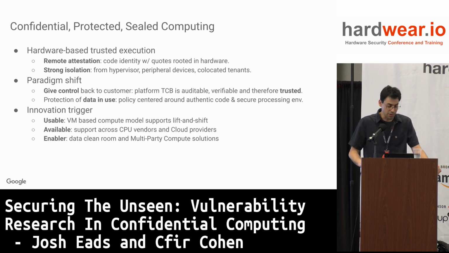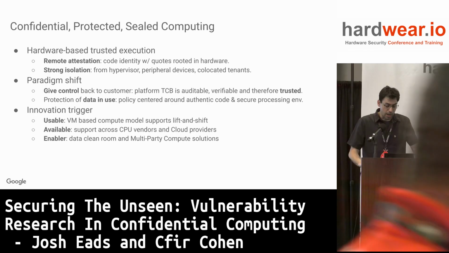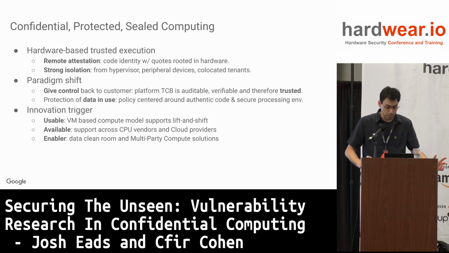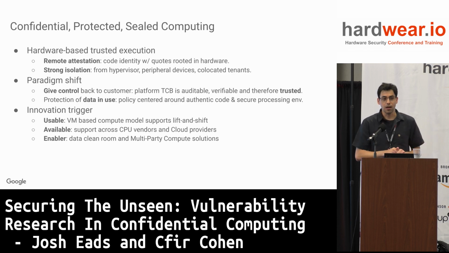And it also enables new use cases. First, it enables protection of data in use. So you're probably familiar with protection of data in transit and at rest. With confidential computing, you have protection of data in use. So you can build policies that are centered around code identities, and not just human identities or other kind of more ephemeral certificates and identification methods. It has all the hallmarks of an innovation trigger, right?